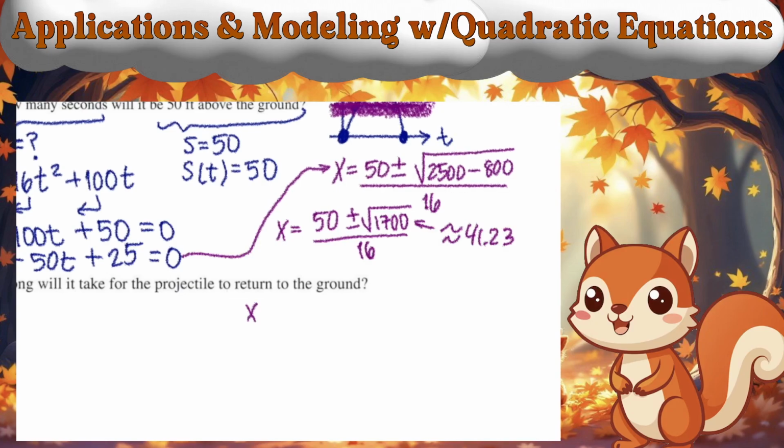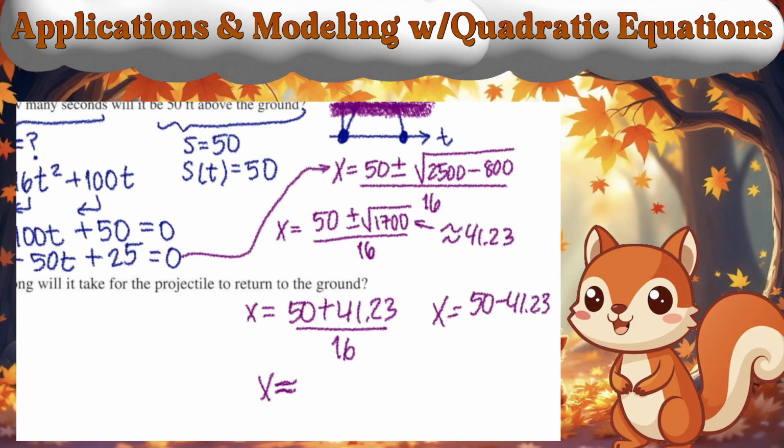So really to get the two decimals, you're going to do 50 plus 41.23 and divided by 16, you're going to get an answer from that. I guess we could put squiggle equals approximate, and then x will equal 50 minus 41.23-ish over 16, and we're going to get a smaller answer in this case. So I'll get x is approximately equal to what? So what are those two answers?